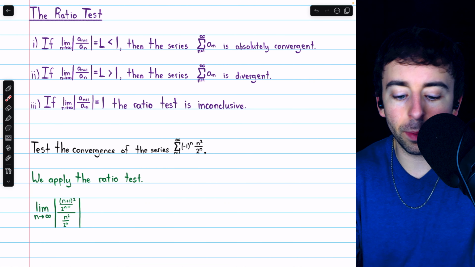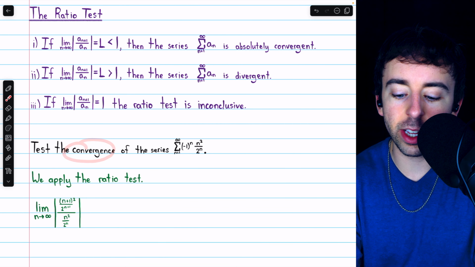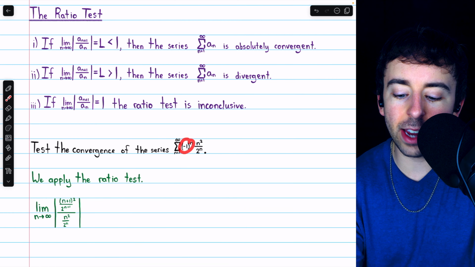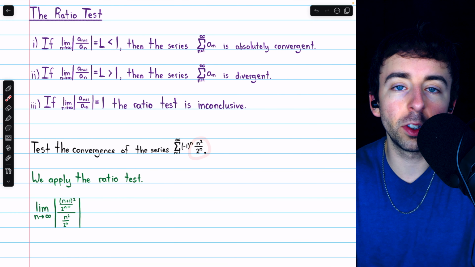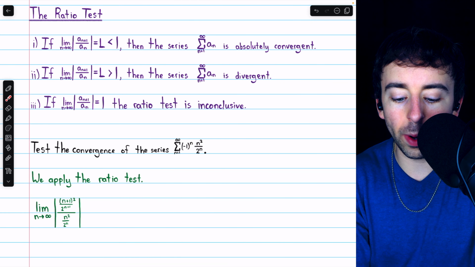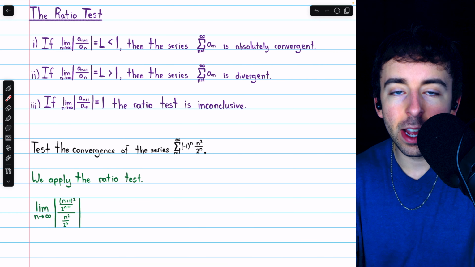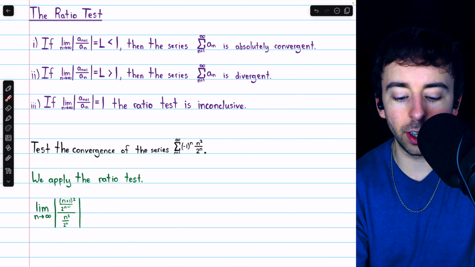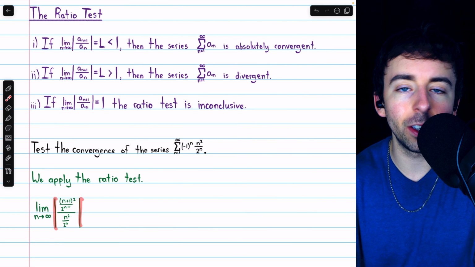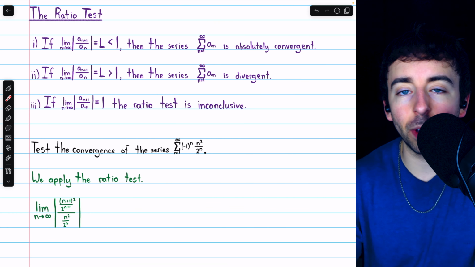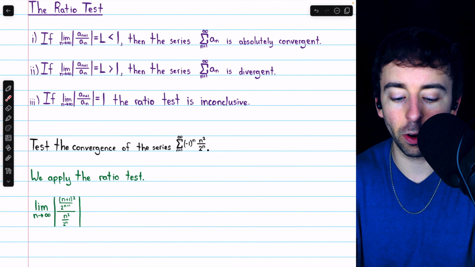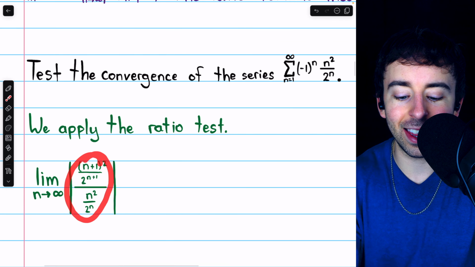In this first example, we are asked to test the convergence of this series, the sum of terms (-1)^n times n squared over 2^n. To do this, we're going to apply the ratio test. The ratio test tells us that we need to look at the limit as n goes to infinity of the absolute value of the ratio of the n plus 1th term to the nth term, so the ratio of consecutive terms. That ratio looks like this.